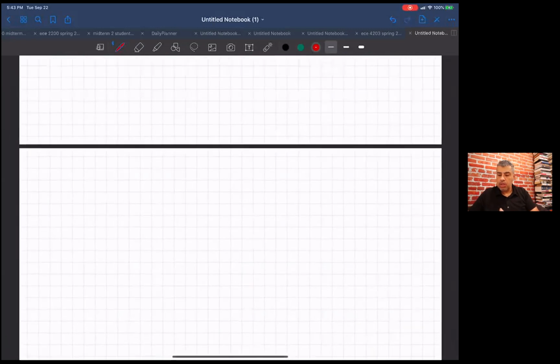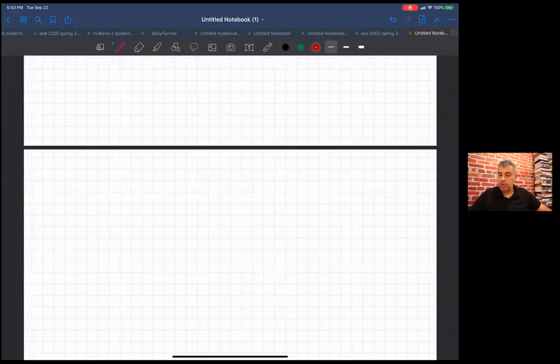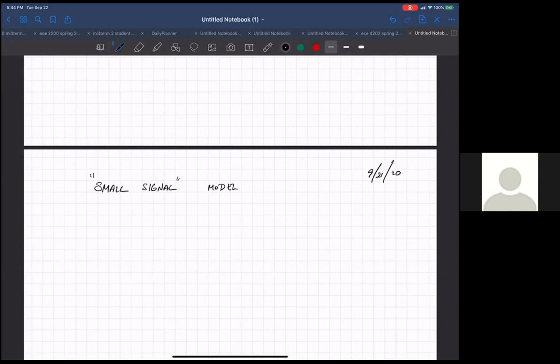And now we're introducing another simplification approach. And that's what all we're going to talk about today, and it's called the small signal model. Okay. So what does that mean?